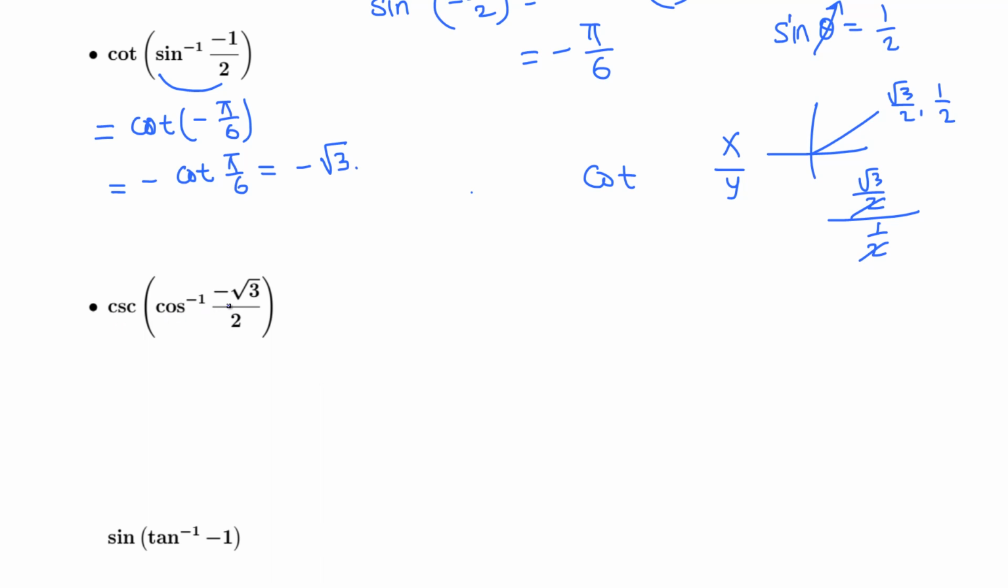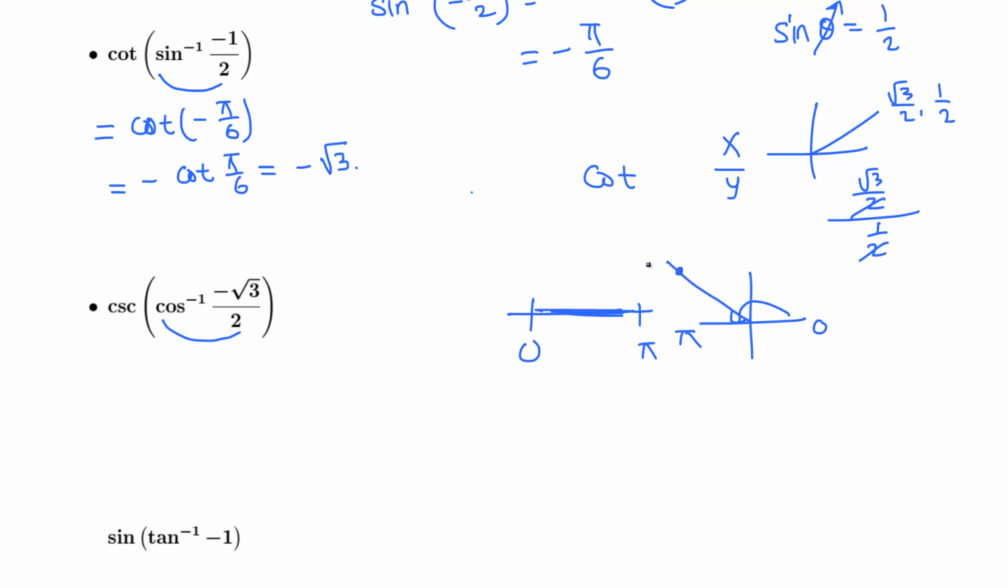Cosecant of cosine inverse of negative √3 over 2. We're going to find the value of the inside first, which is an angle. Cosine inverse lives in 0 to pi, so the angle should be in 0 to pi. When we have that angle, we evaluate cosecant of that angle. So cosine inverse of negative √3 over 2. Cosine inverse of a negative means the second quadrant. Okay, and look at the unit circle.